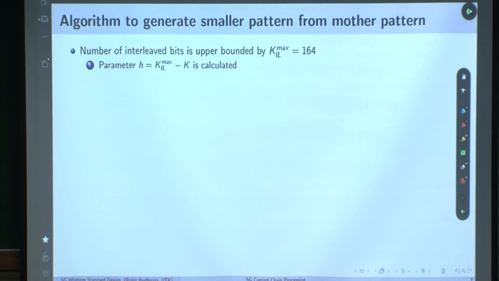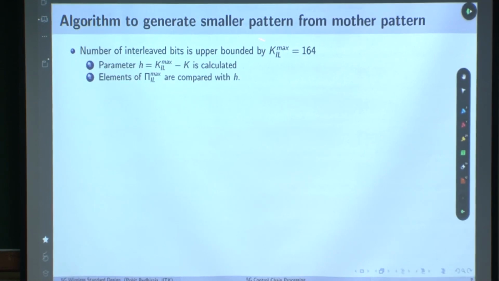I have to calculate what the length of the interleaver K should be, but I have only this length. So how will I do that? I'll define this parameter h. What am I doing here? I'll take this 164 and subtract k from it. I'll give you an example also.